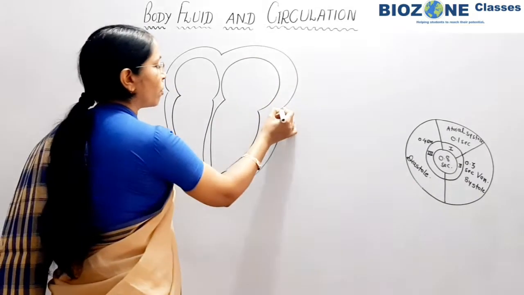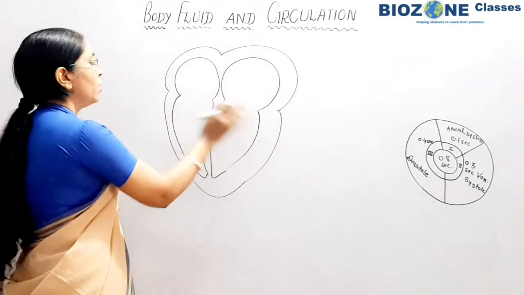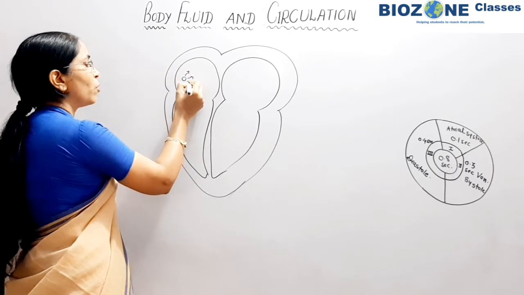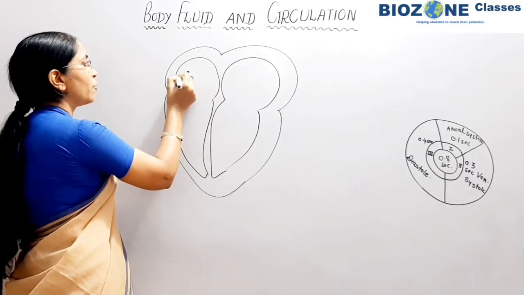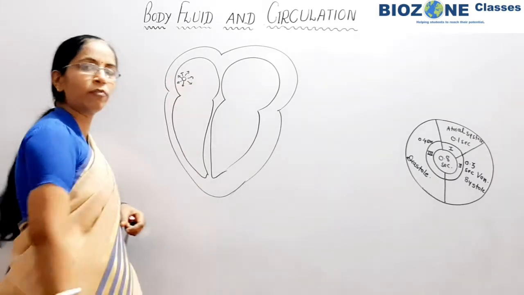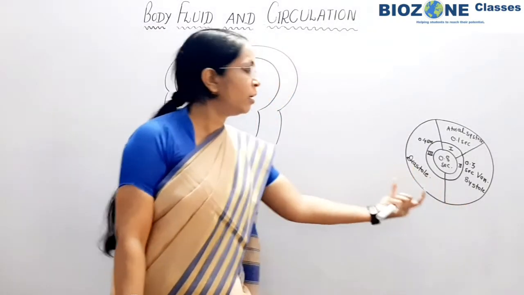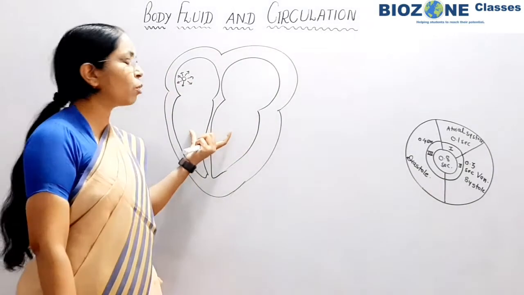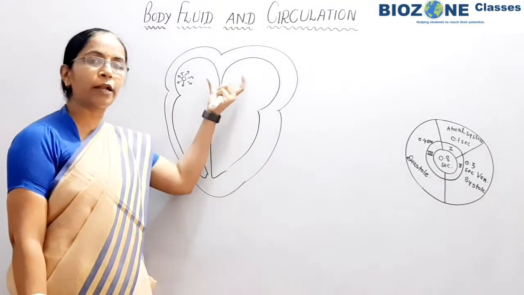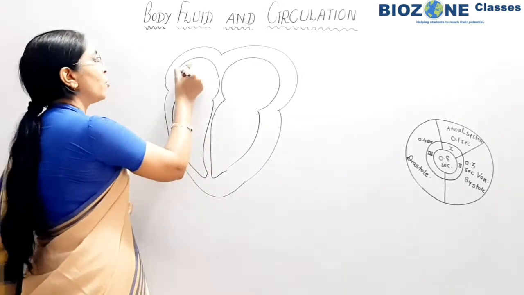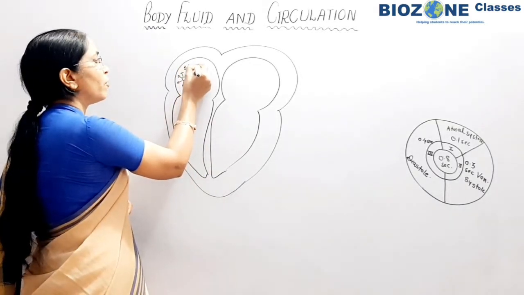This is the wall, only a single layer I draw here, because we are mainly concerned with the nodal tissue, because the nodal tissue is mainly responsible for conduction of the heartbeat. So you remember these phases of the cardiac cycle, and along with these phases how the heartbeat is conducted and how contraction and relaxation take place, that we discuss. SA node, you all know the position of the SA node.